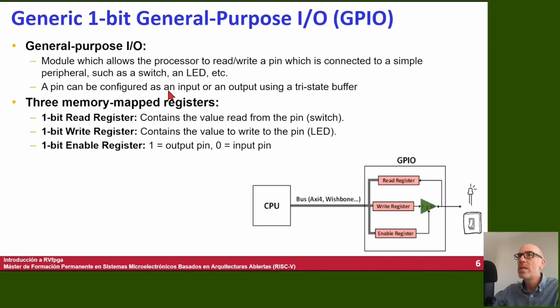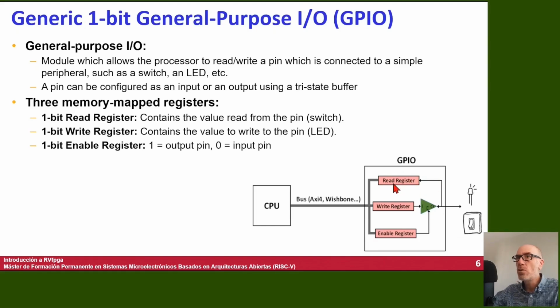Pins can be configured as input or output, offering flexibility to connect to various devices. This figure shows a simple GPIO consisting of just one pin. It connects to a device like an LED or switch via a tri-state buffer, allowing GPIO configuration for input or output mode. The GPIO has 3 1-bit registers in this simplified case.